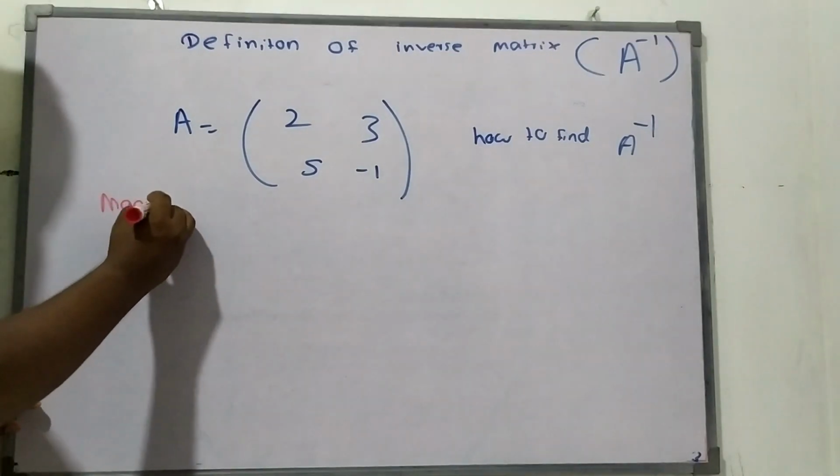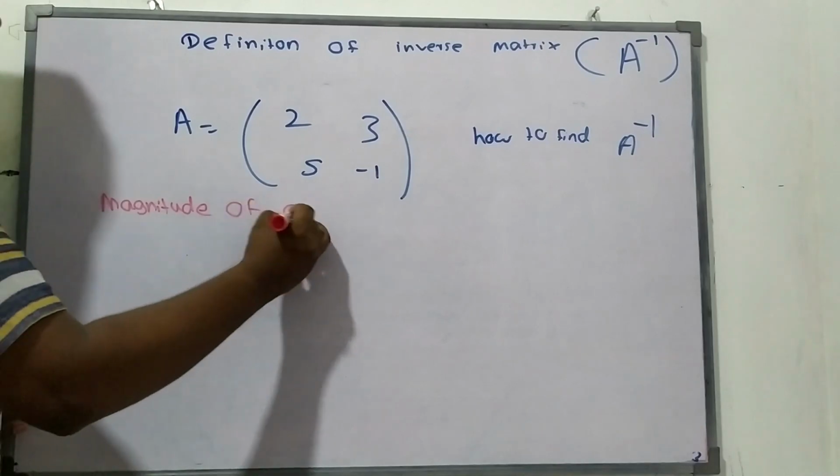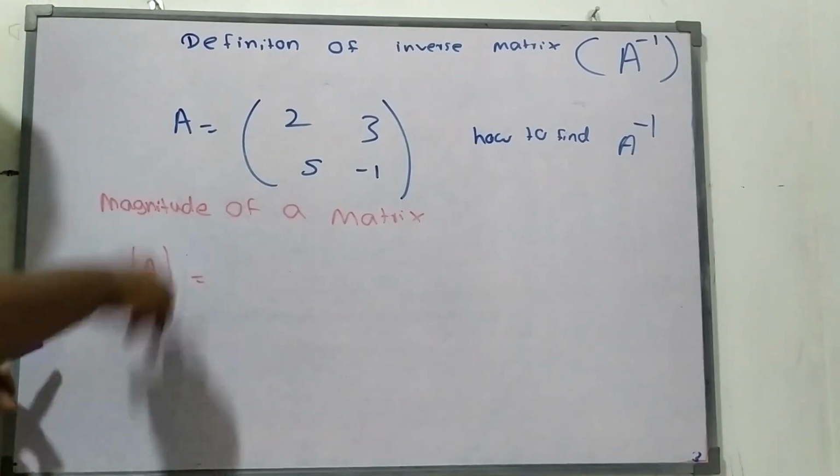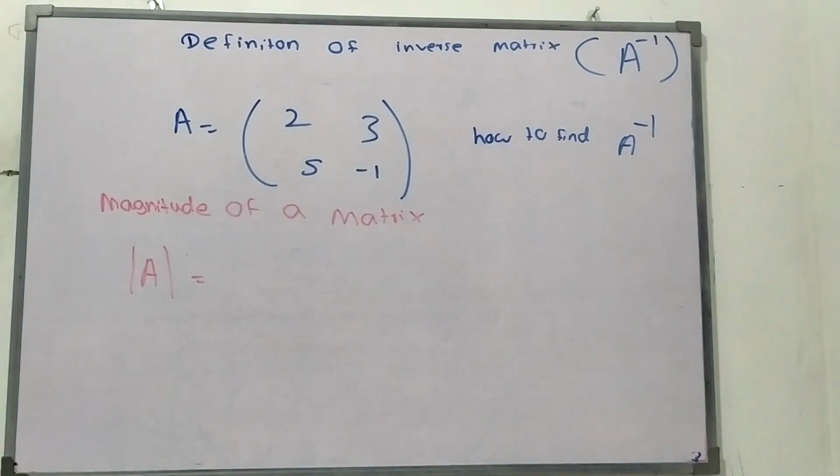Magnitude of a matrix. Just assume A. The magnitude symbol is modulus A. But don't think the answer should be positive, right? It can be either positive or negative. The modulus means the final value of the matrix, right? Some student asked me, how can it be negative? How can the modulus be negative, right? It can be negative because this is not a complex number, this is not a vector, this is a matrix. So the modulus of the matrix can be either positive or negative.